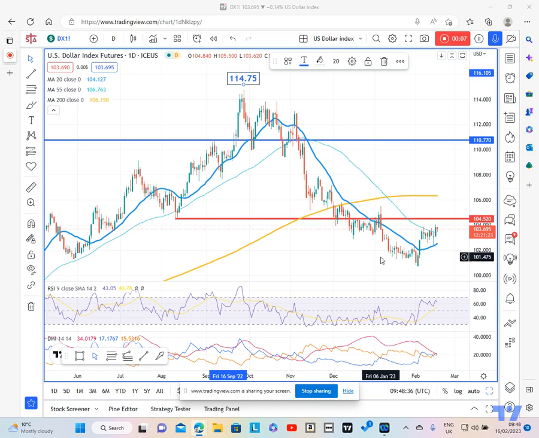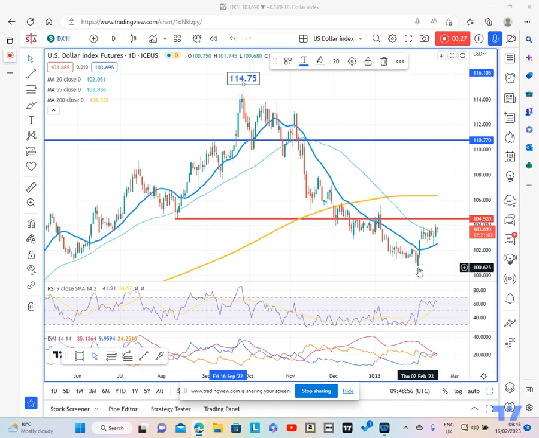Today we're going to be looking at how I look at markets from the beginning. So the first thing I look at all the time is a daily chart, and the first thing I look at is trend. Now we can see quite clearly that from September 2022, the trend for the dollar has been down.